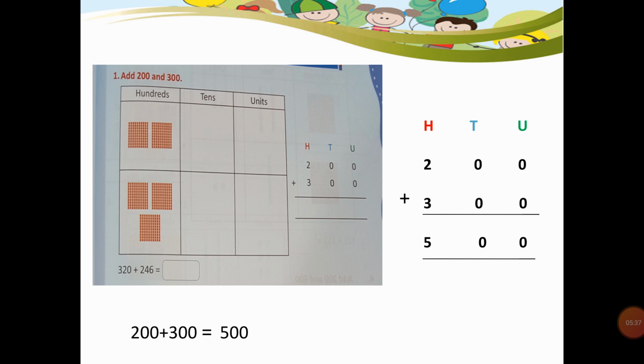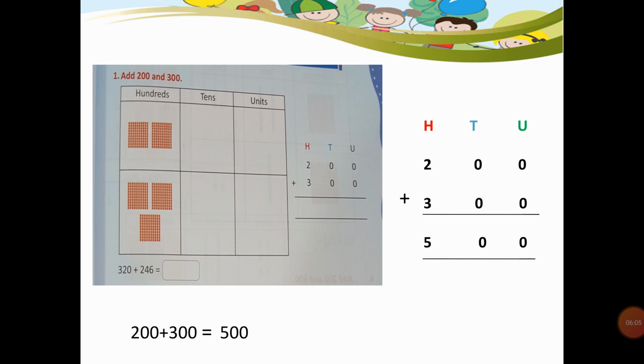And we have no block in units column as well. So we will write down 0 in units column. Then in 300 we have 3 blocks in hundreds column. That means we have 3 hundreds. So we will write 3 in hundreds column. But we have no blocks in tens column, so we will write 0 in tens column, and we will write 0 in units column as well, since we don't have any block in units column.